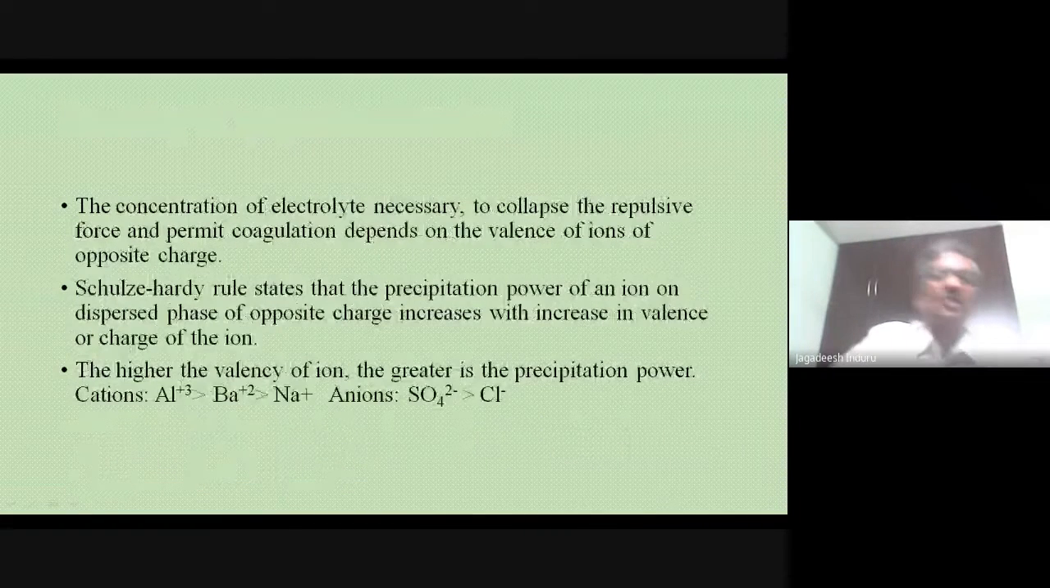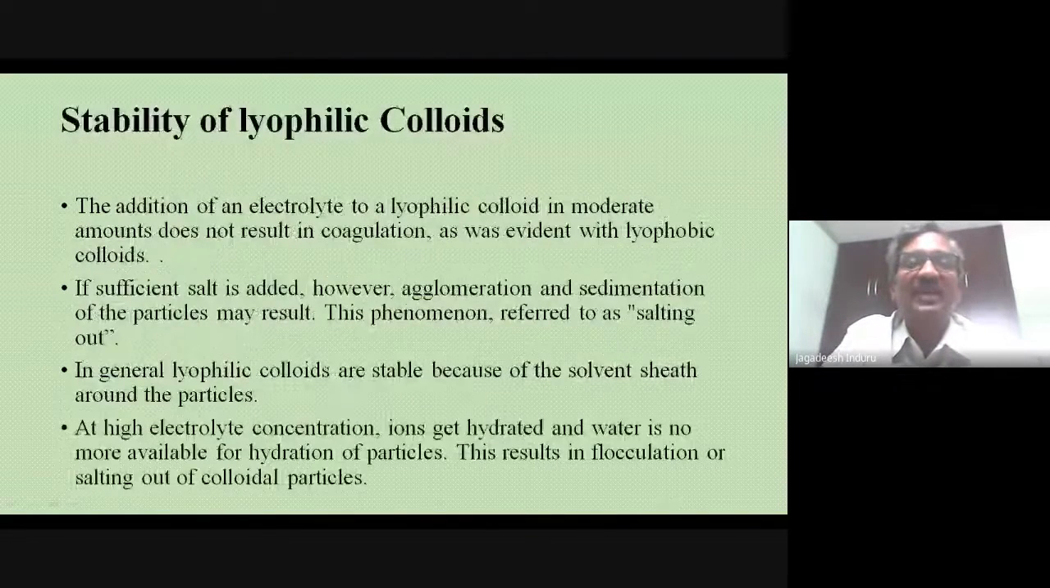We will now look at the stability of lyophilic colloids. Lyophilic colloids, as we know, have a solvent sheet around them. That is the major phenomenon in their stability. That sheet acts as a coat or a barrier that prevents the adherence of two particles after collision in Brownian motion. Because of that, we have the stability of lyophilic colloids. But if you add an electrolyte to a lyophilic colloid, what will happen? If you add an electrolyte in moderate amounts, it does not result in agglomeration because the solvent sheet protection is still existing.